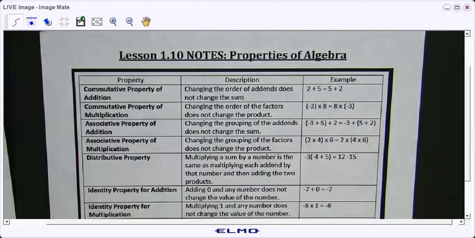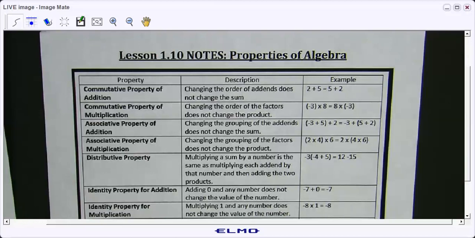You've been dealing with properties of algebra for the past 2 years. I know that is part of the curriculum in 7th and 8th grade, but sometimes we need to be reminded of it. So I'm going to go through each of the properties up here in the chart, and then I'm going to have you work with your partners to try to do the problems at the bottom of your notes. So commutative property of addition and commutative property of multiplication.